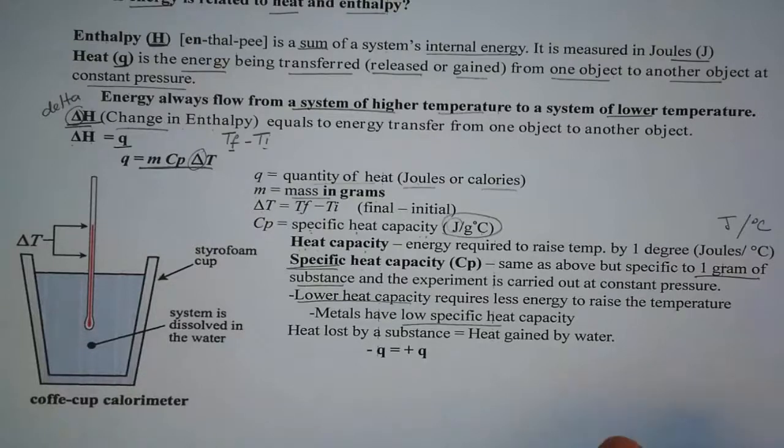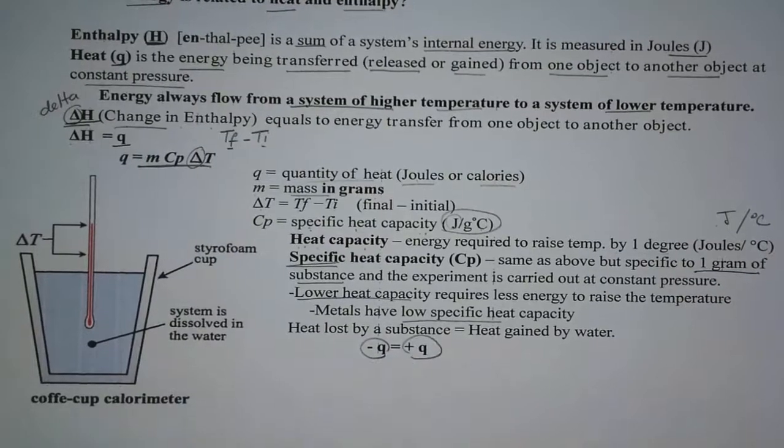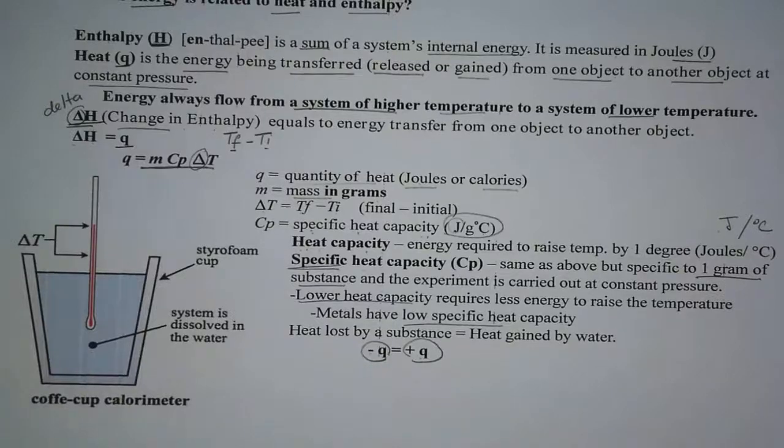You already know that the amount of energy in this universe is constant. What does that mean? That energy is neither created nor destroyed, just like matter is neither created nor destroyed. Okay, so if that's the case, the amount of energy being lost should be equal to the amount of energy being gained. That's why we have negative Q equal to positive Q.